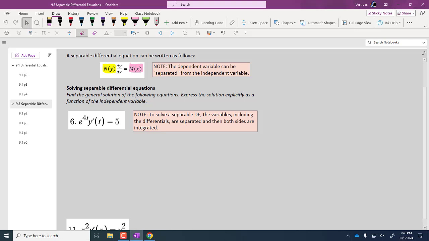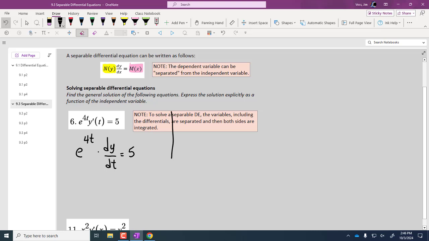So I'm going to first write this equation right here in differential form. We have e to the 4t times dy dt equals 5. This equation has an independent variable of t and a dependent variable of y. And so watch how I separate this.